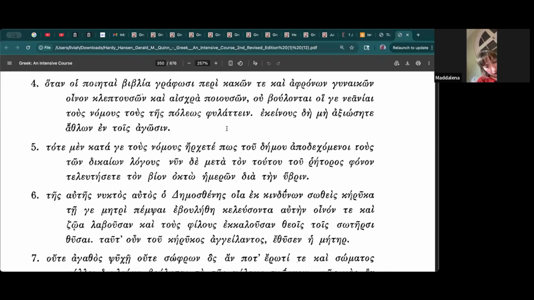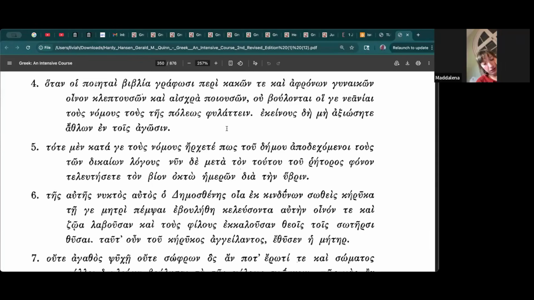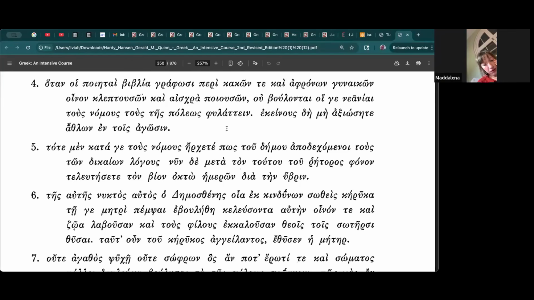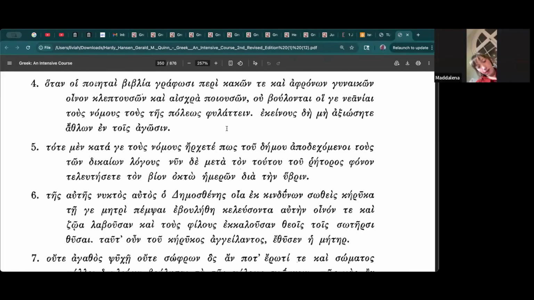The poet's book. No, try this. Whenever the poets graphosi biblia, whenever the poets write biblia, it's an accusative. It can be an accusative there. Whenever the poets write books, good. What are the books about? About evil.